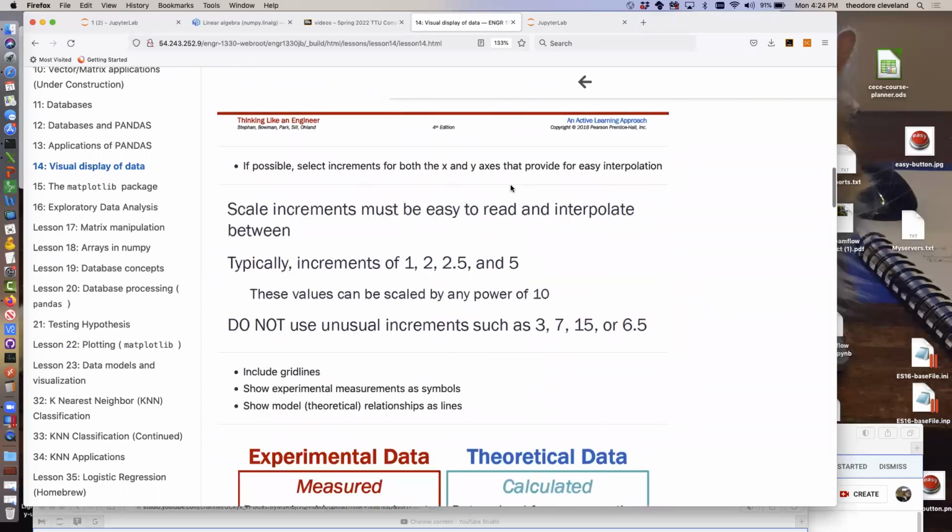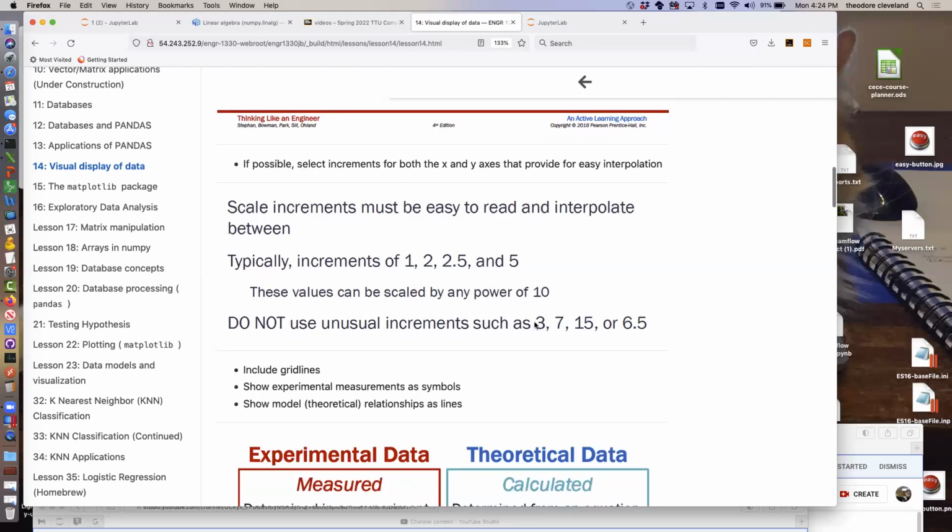Because we have a choice of the numerical increments that are plotted, the best advice is to scale increments that are easy to read and interpolate between and kind of make sense. So typically things like 1, 2, 2.5, 5, 1 through 10, 0, 20, 40, 60 is typical. Those particular values can be scaled by any power of 10 quite easily.